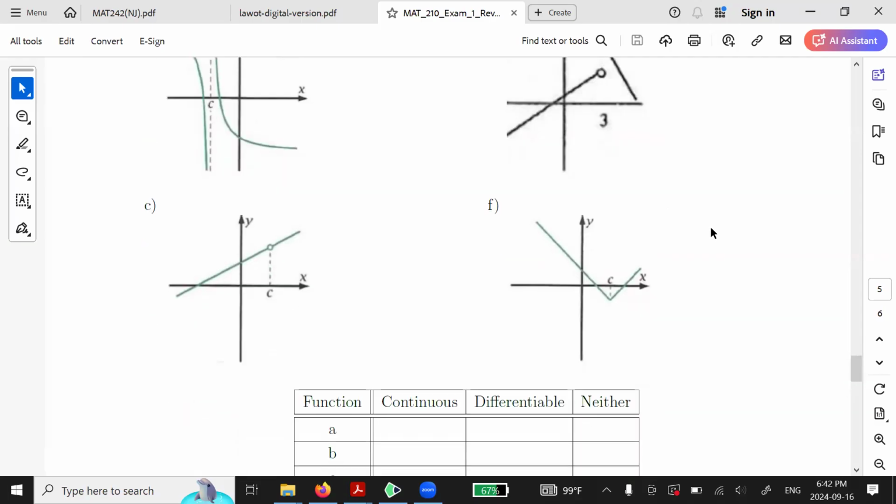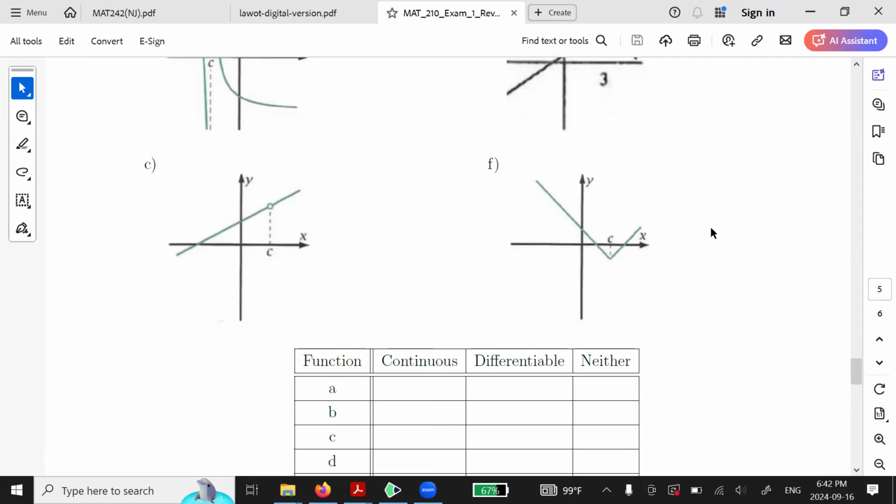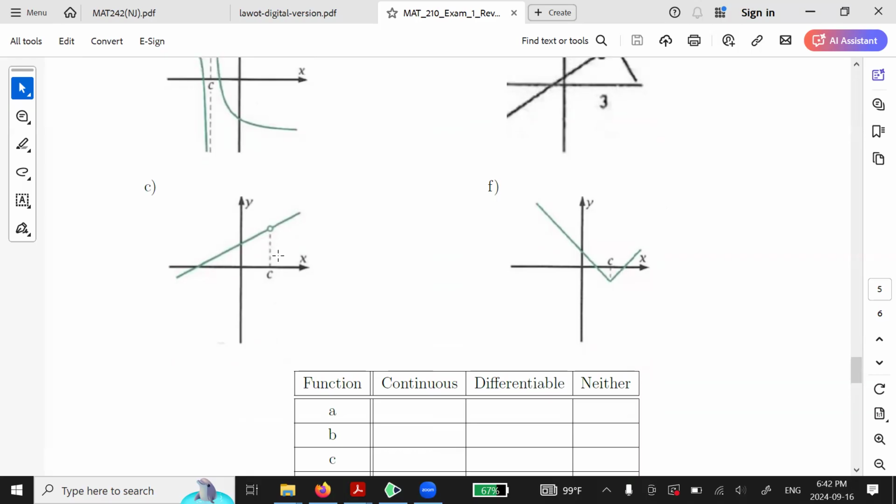Good. What about this question right here? Now be careful. Sometimes they'll just give you an open circle. You see the open circle here? Means the function is breaking at that point. Good. If you end up with an open circle at that point, function is not continuous. If it's not continuous, it cannot be. What about the last part? Again, I have a corner point. I can't draw a tangent. It cannot be differentiable, but it is continuous. Good.